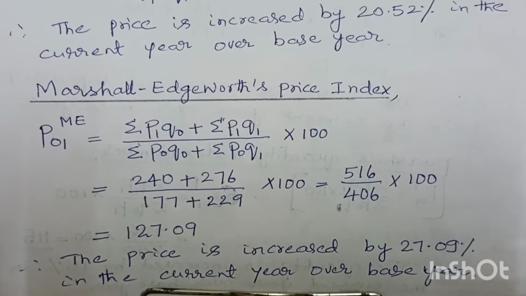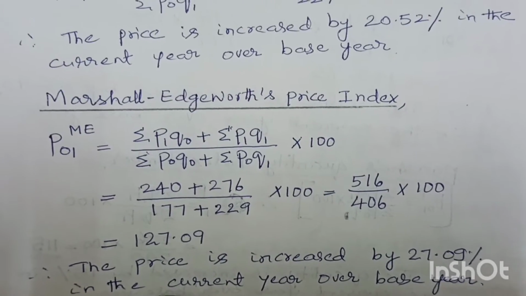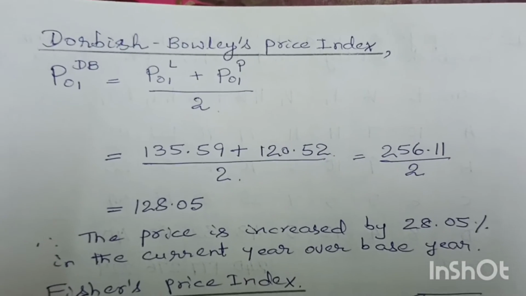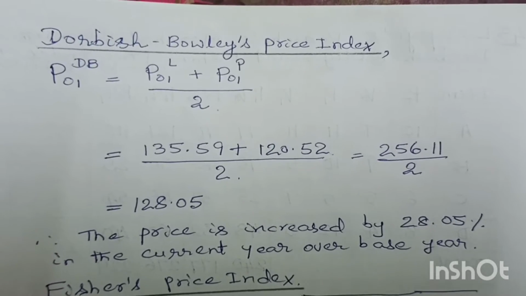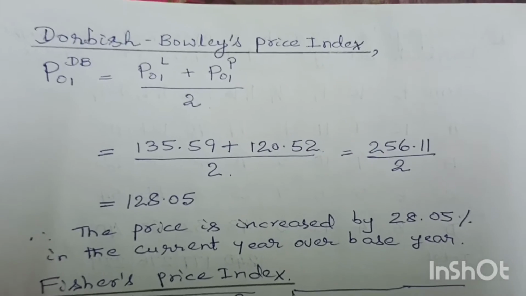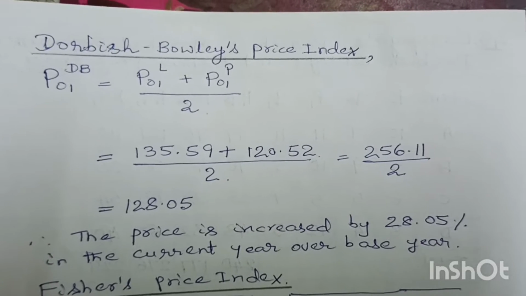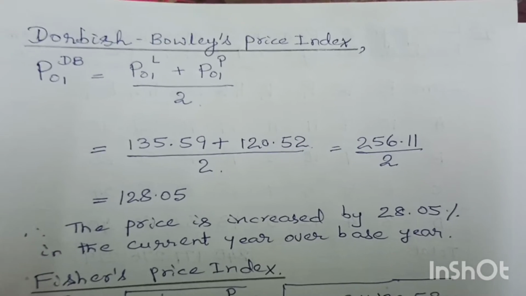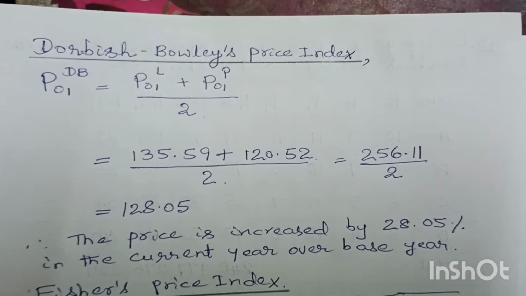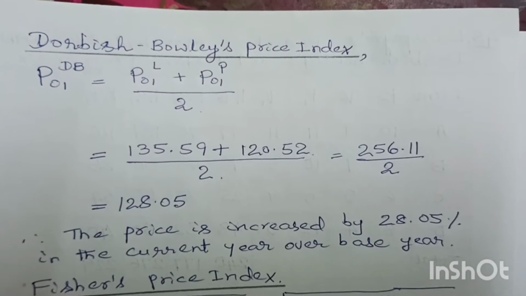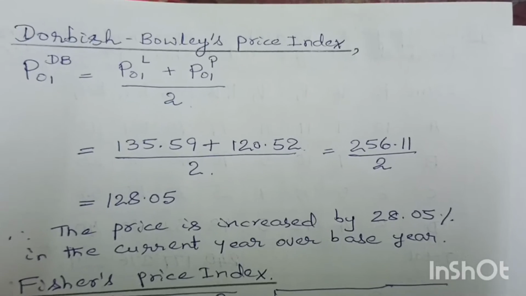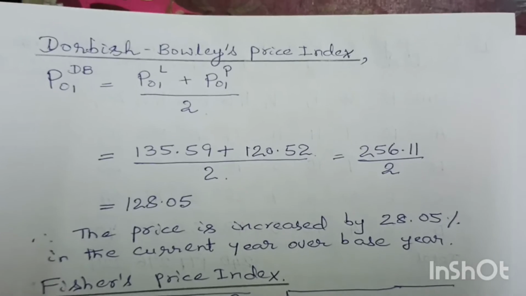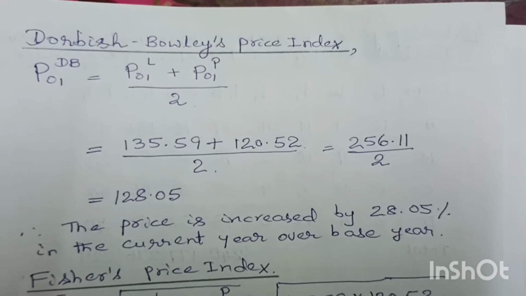Okay, students. So let us proceed further to calculate the remaining price index numbers. Next is Dorbish-Bowley's price index number. Here it is very easy. If they ask you to find Dorbish-Bowley or Fischer's price index number, this is one of the easiest methods. Just calculate Laspeyre's price index and Paasche's price index, add both, and divide by 2. You will get Dorbish-Bowley's index number. So that is the formula: P01dB is equal to P01L plus P01P divided by 2.